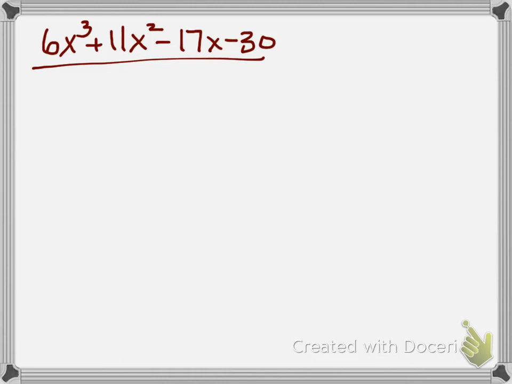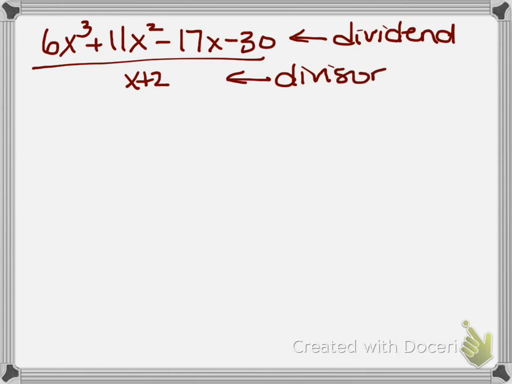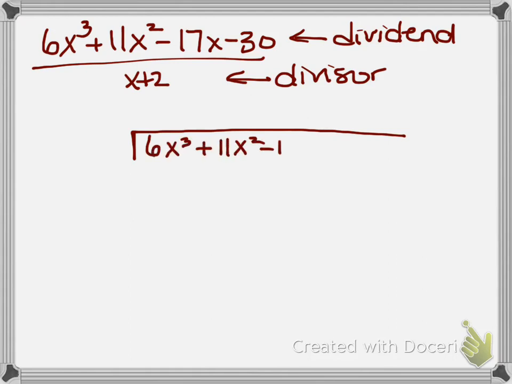So we have the same setup for the problem. 6x to the 3rd plus 11x squared minus 17x minus 30 divided by x plus 2. Same thing. This is the dividend and this is the divisor, which means the dividend goes in the little house. So 6x to the 3rd plus 11x squared minus 17x minus 30, and the divisor goes out front.